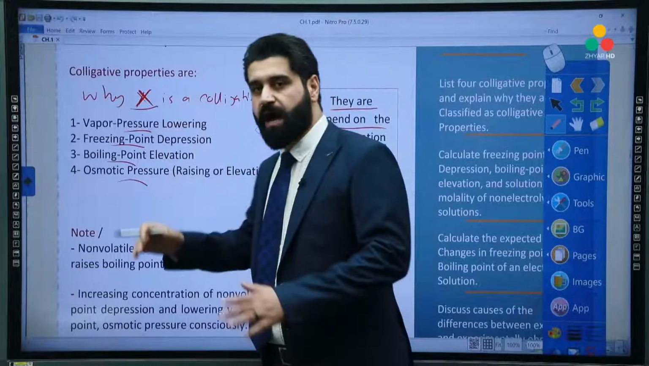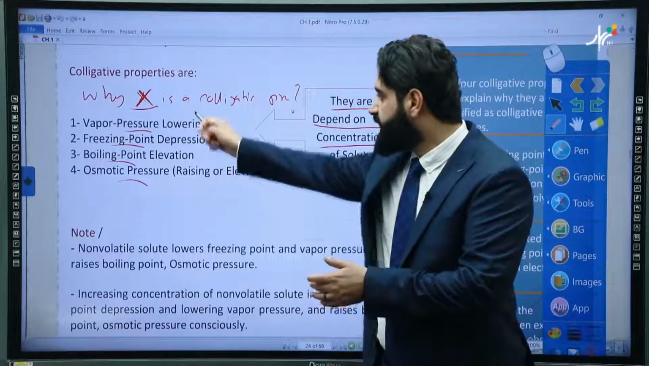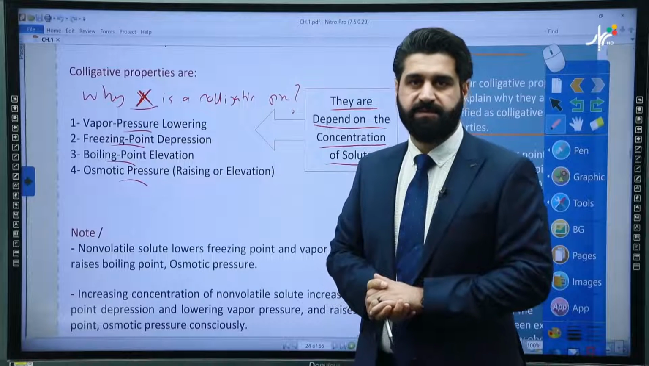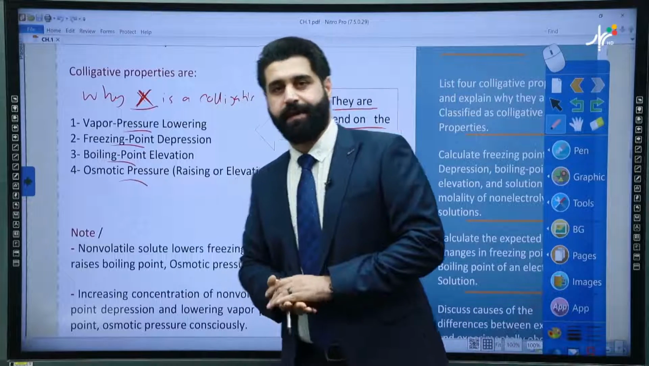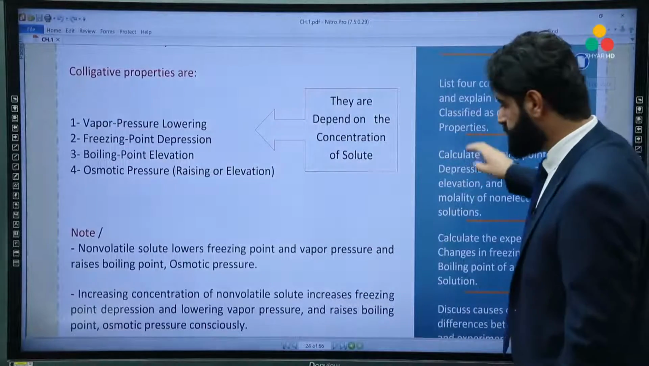Why is Z not a colligative property? Because they don't depend. Why is X a colligative property? Anything called a colligative property depends on the concentration of the solute, surely.